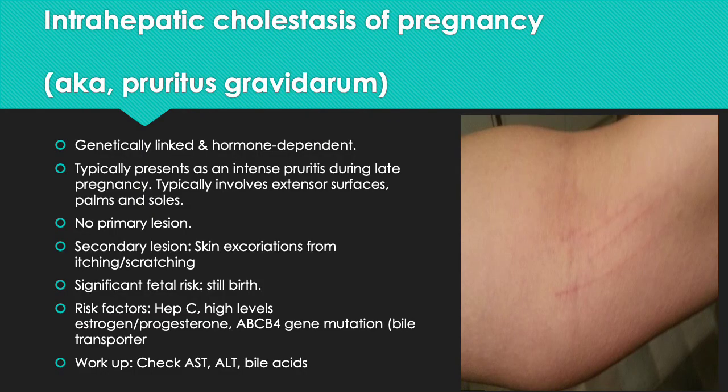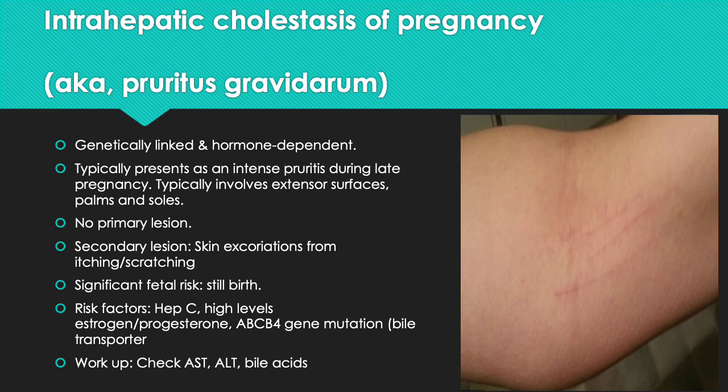So moving on, I know that we're talking about rashes, and when you think of intrahepatic cholestasis of pregnancy, you always think, this isn't associated with a rash, so why are we talking about it here? But I think because it presents with intense pruritus, just like some of the other rashes, it's important to think about, especially because it can have pretty major effects on the fetus if it's not caught and there's not proper monitoring. So this disease is something that is genetically linked and hormone dependent.